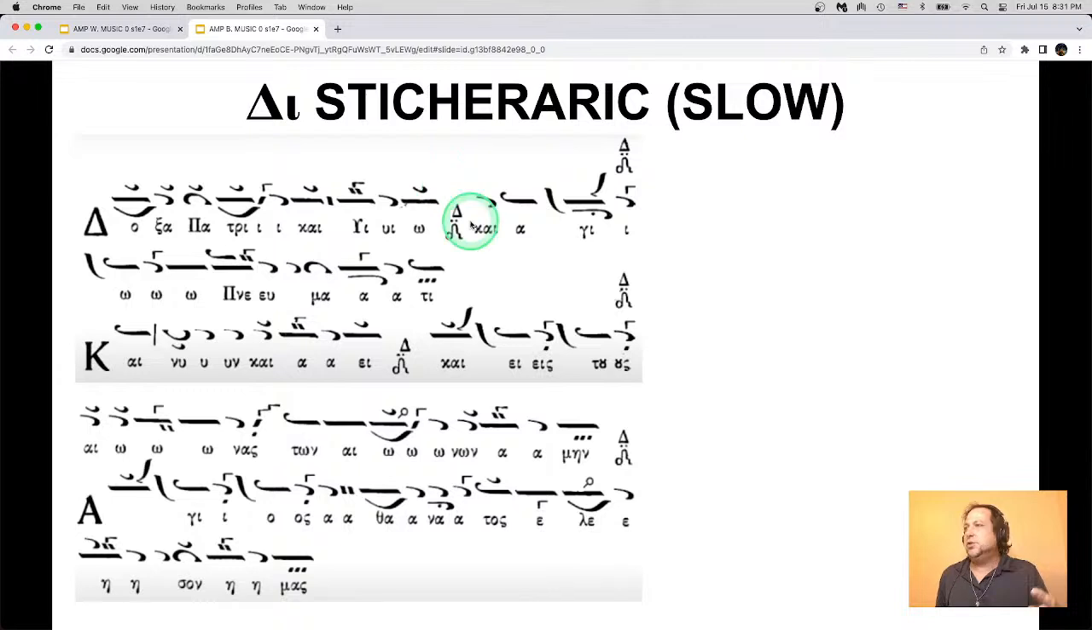Doxa patri keio pneumati. So the scale is interesting.